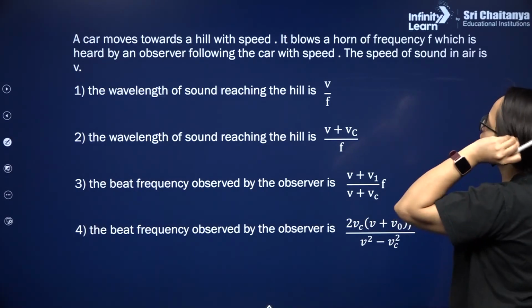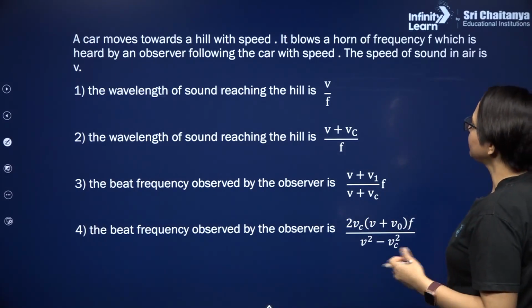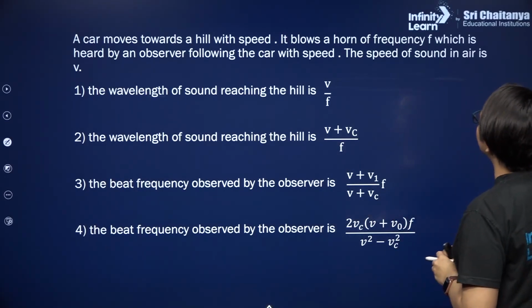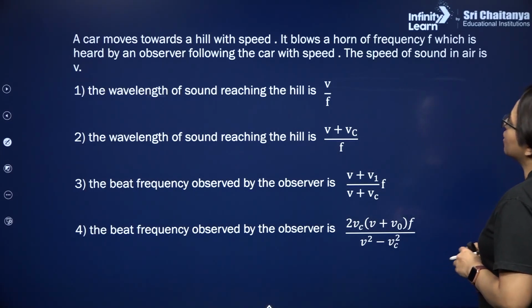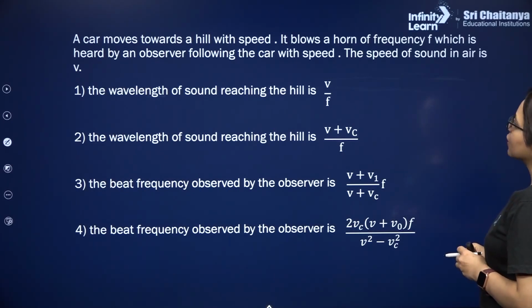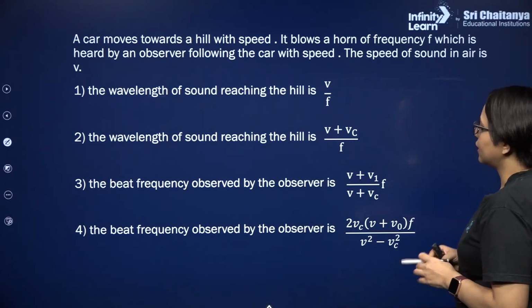Next is this one. A car moved towards a hill with speed. Okay, it's blown a horn of frequency f, which is heard by an observer following the car with speed. The speed of the sound in the air is v, then what is the correct option over here?